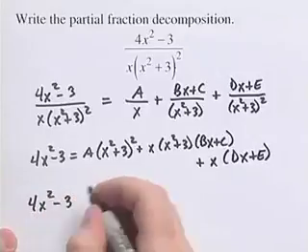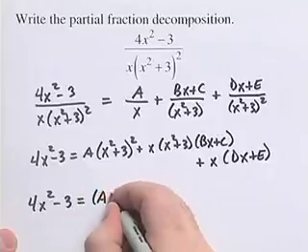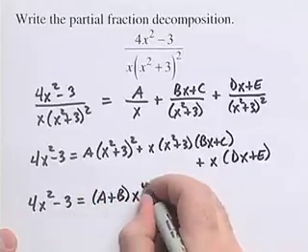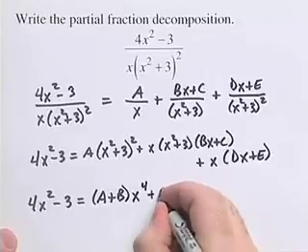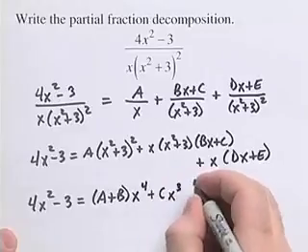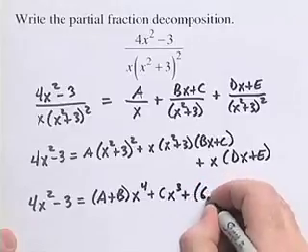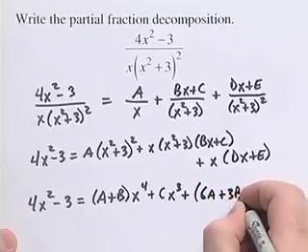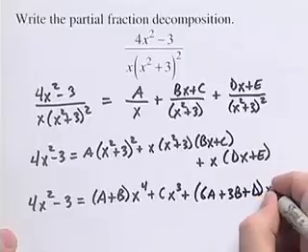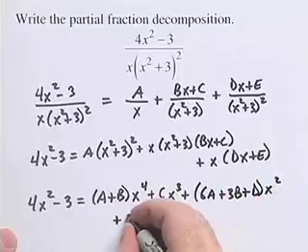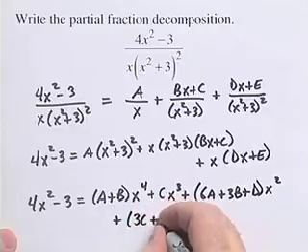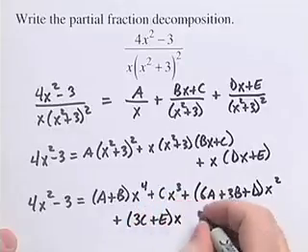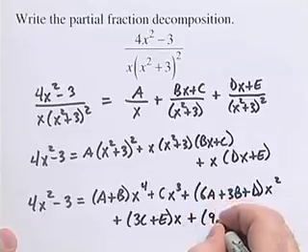4x squared minus 3 is equal to (A plus B) x to the 4th, plus C x cubed, plus (6A plus 3B plus D) times x squared, plus (3C plus E) times x, and plus 9A, which would be our constant. Using the equation we've just written, we're going to equate the coefficients on either side of the equation to get a system of equations.